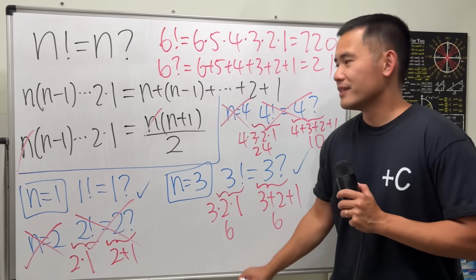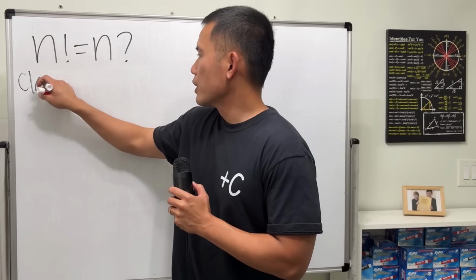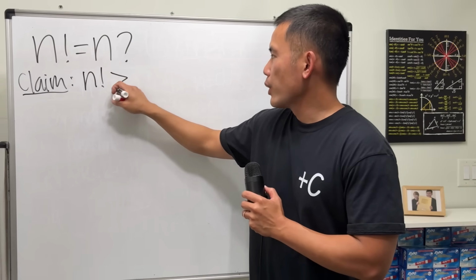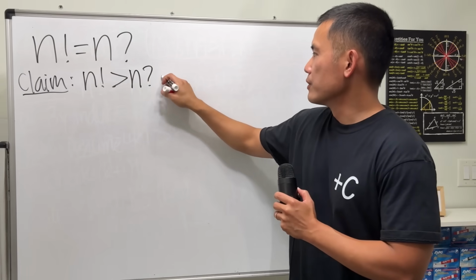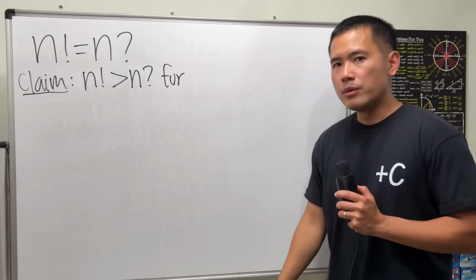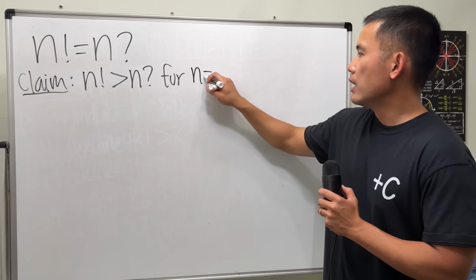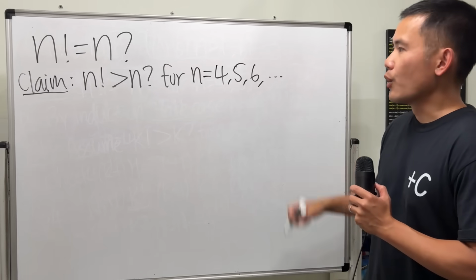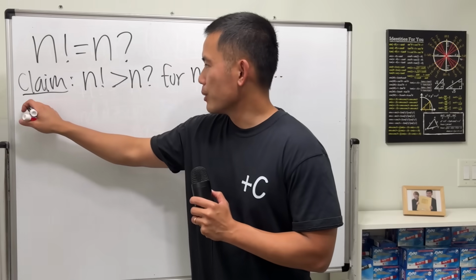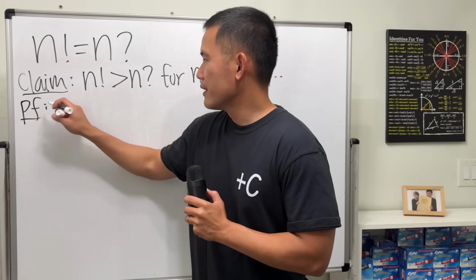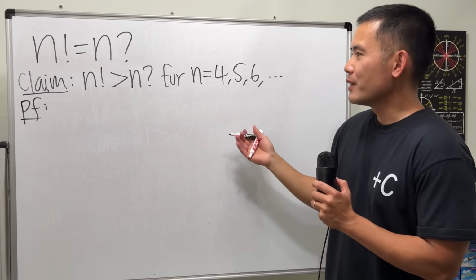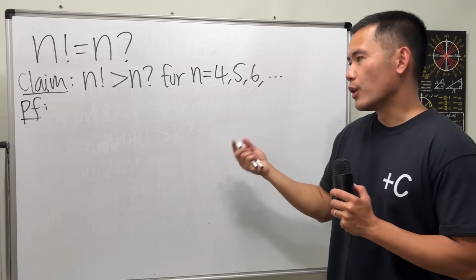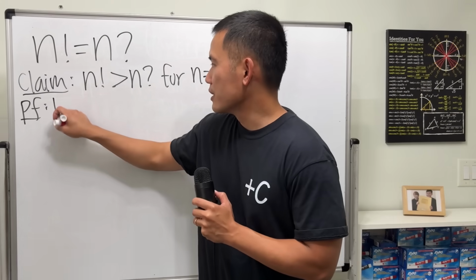Now, let's see the proof. Here I'm going to claim that n factorial is greater than n terminal for positive whole numbers n greater than or equal to 4. N equals 4, 5, 6, and so on. Now, let's go ahead and do the proof. Of course, we are trying to prove a statement involving positive whole numbers, so we'll be using mathematical induction.